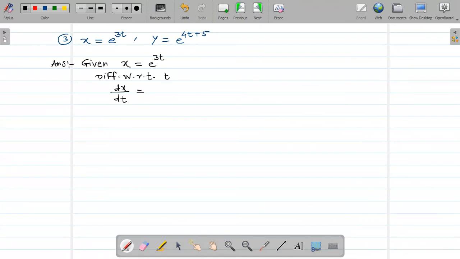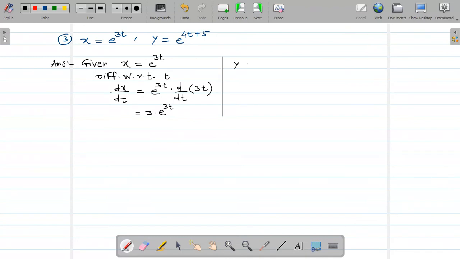Now you know what the derivative of e raised to 3t is. We have to differentiate with respect to t, so here we have to use the chain rule. The derivative of e raised to 3t is e raised to 3t into d by dt of 3t. The derivative of 3t is 3. So we get 3 times e raised to 3t as the derivative of e raised to 3t. You can write the direct answer also if you know how to solve.